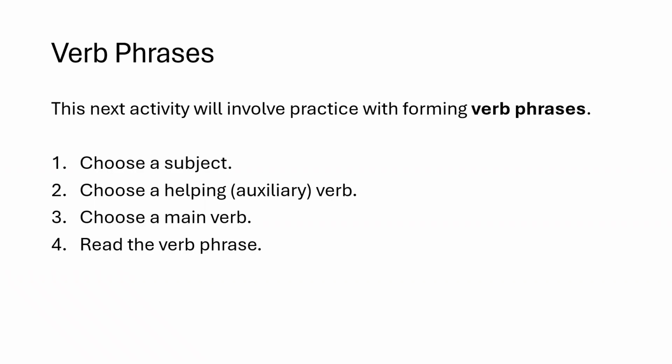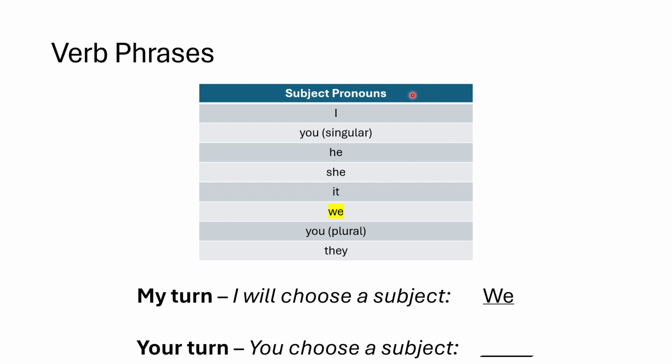This next activity will involve practice with forming verb phrases. 1. Choose a subject. 2. Choose a helping or auxiliary verb. 3. Choose a main verb. 4. Read the verb phrase. Here are some subject pronouns. I, you, this is for singular, he, she, it, we, you, this is for plural, they.